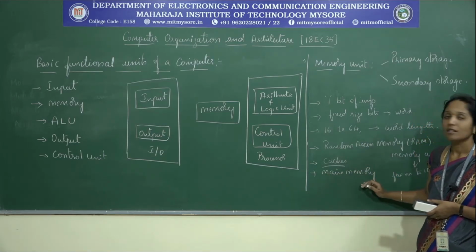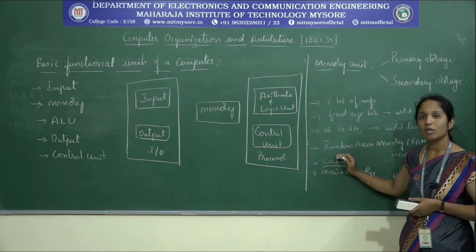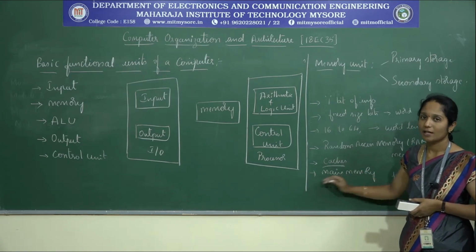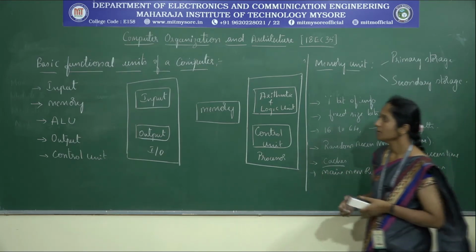Another type of RAM is main memory. This will be slow compared to caches, but a large part of the RAM will be present in main memory.